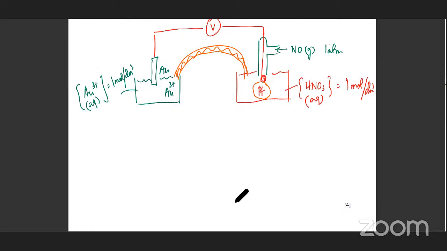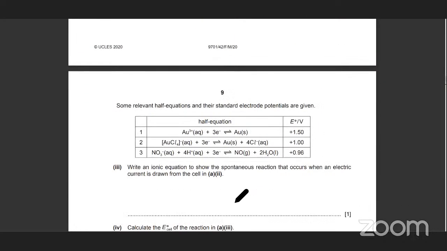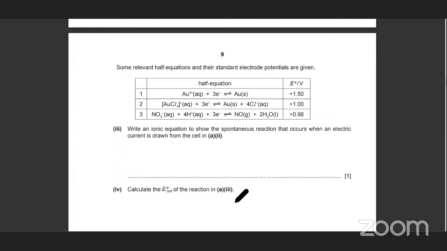So everything is labeled. Now, what you're given is, you're saying write an ionic equation to show the spontaneous reaction that occurs when an electric current is drawn from the cell in A2. So you're saying the spontaneous reaction that happens. You've got an Au electrode with Au ions. That's the first one, right? And you've got NO and nitric acid, that's H+ and NO3-, and there's NO gas, right?